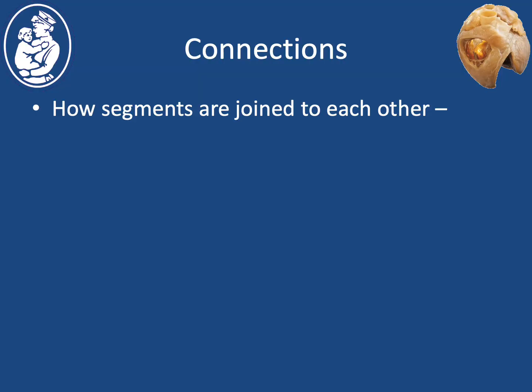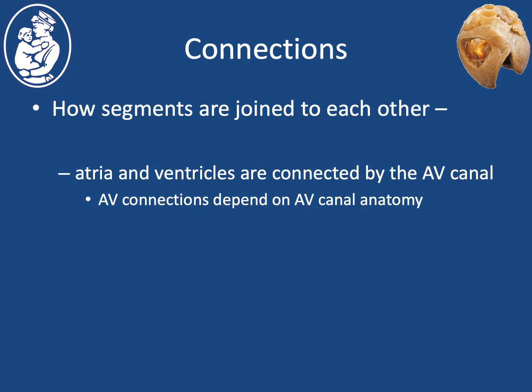As we've seen, alignment means how one segment drains into the next segment, or how blood flows from one segment to the next. Connections, on the other hand, indicate how the segments are physically joined to each other. The atria and the ventricles are joined or connected by the atrioventricular junction or atrioventricular canal and the atrioventricular valves. Consequently, the type of connections that are possible are determined by the atrioventricular canal anatomy.